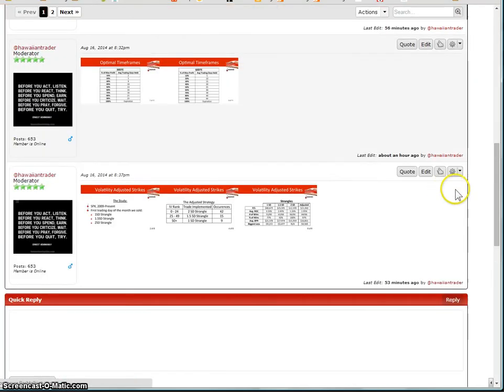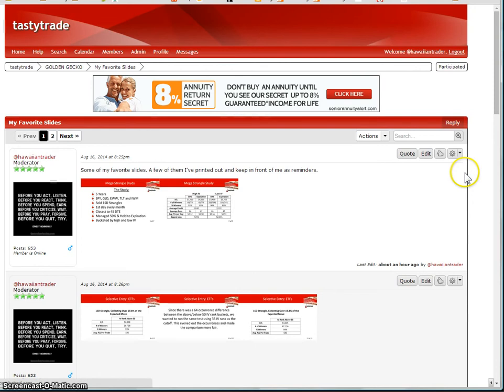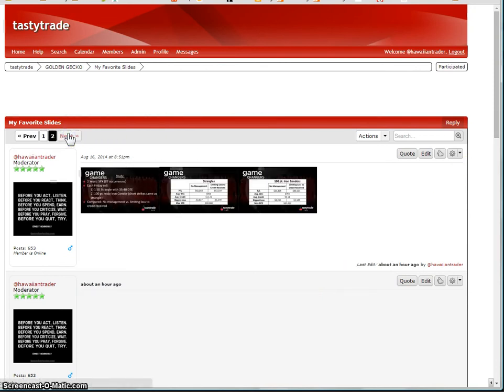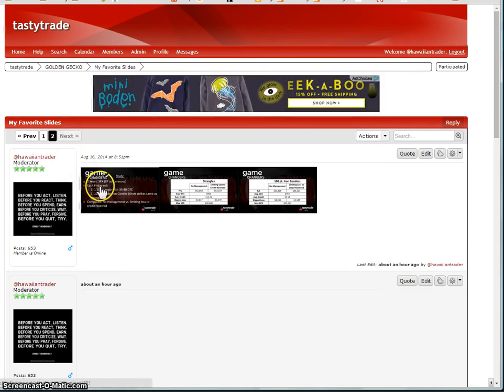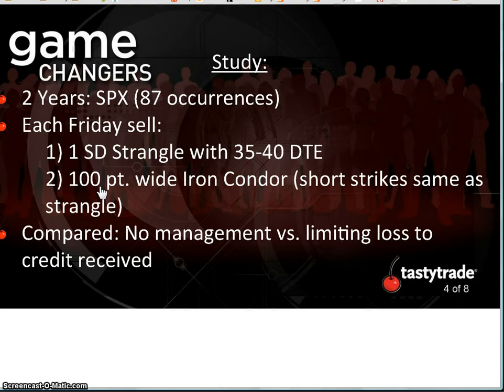All right. And if you go to the next page, there's another page here, and I'll add some other slides. But this is if you want to manage your winners. So what this study was, and this is where I put these good to cancel orders. What this guy did was, for the last 2 years, or 87 occurrences, on every Friday he sold a 1 standard deviation triangle with 35 to 40 days to expiration. And he also did a 100-point wide iron condor on the SPX.